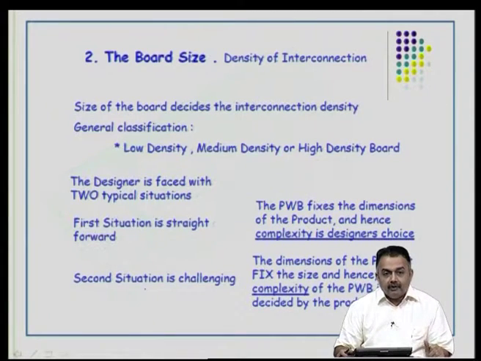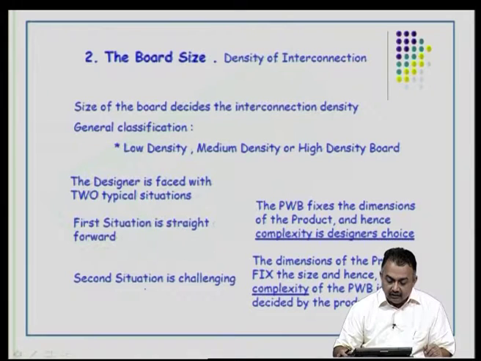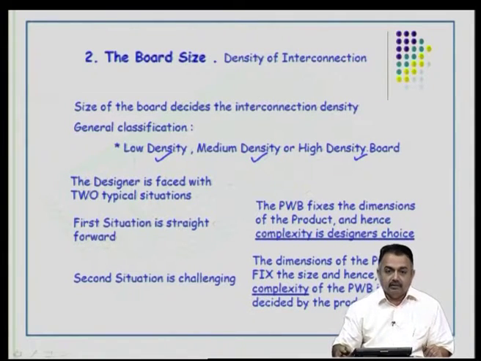Then the second point is the board size, or in some sense the density of interconnects. The size of the board will decide the interconnection density, and the number of components also will decide the interconnection density and the component density, and therefore, the difficulty in routing these interconnects. So, a general classification is available known as low density boards, medium density boards, or high density boards. This is a very general term.